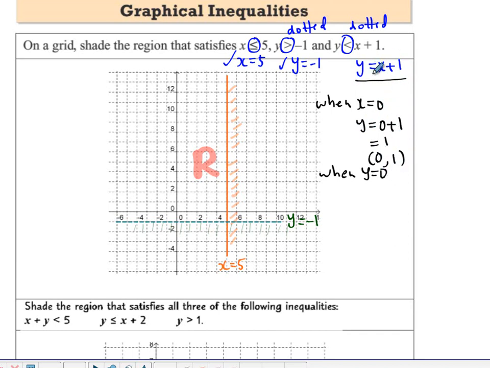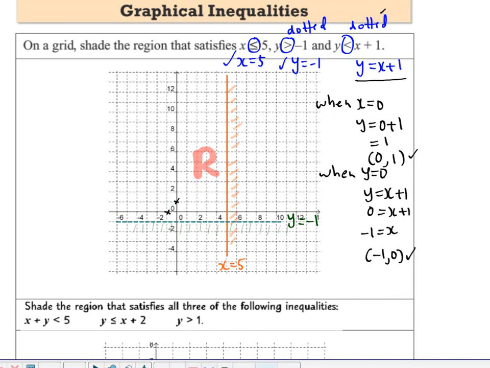Now when y equals 0, look at this. I'm going to write the equation one more time. y equals 0, so 0 equals x plus 1, therefore x equals minus 1. So the coordinate is minus 1, 0. So two coordinates, 0, 1 and minus 1, 0. 0, 1 is there, minus 1, 0 is here. Looks like our line is going to go through here, straight up. Now this is the dotted line.